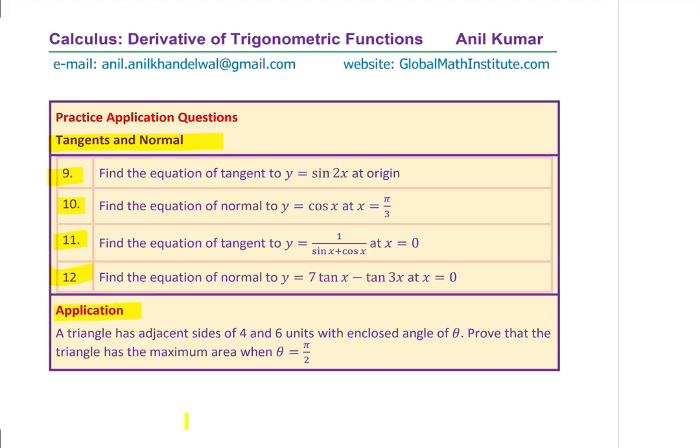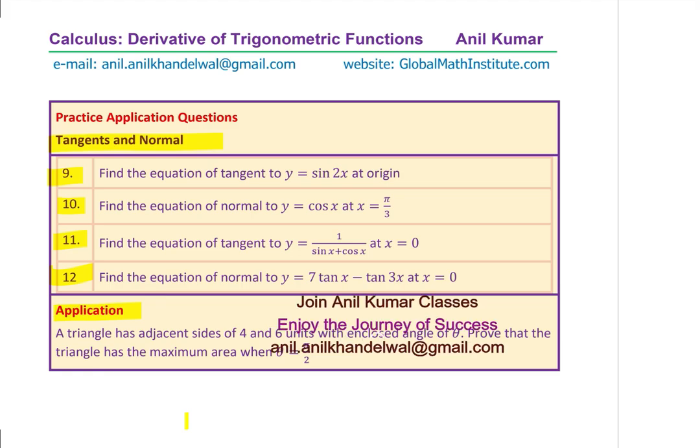And then the last question here is an application question, which is: a triangle has adjacent sides of 4 and 6 units with an enclosed angle of theta. Prove that the triangle has maximum area when theta is pi by 2. So you can sketch and then do the needful to answer this particular question, correct? So let us say that is the angle theta and the sides are 4 and 6. You can take this as a drawing and then continue to answer the question.